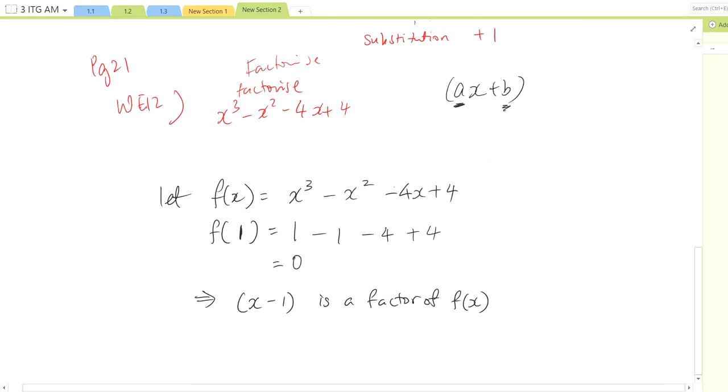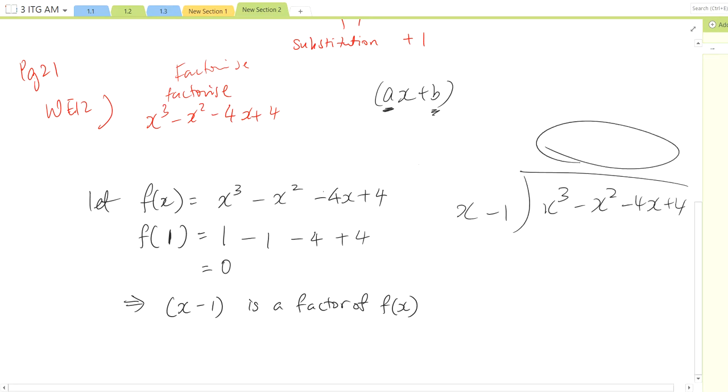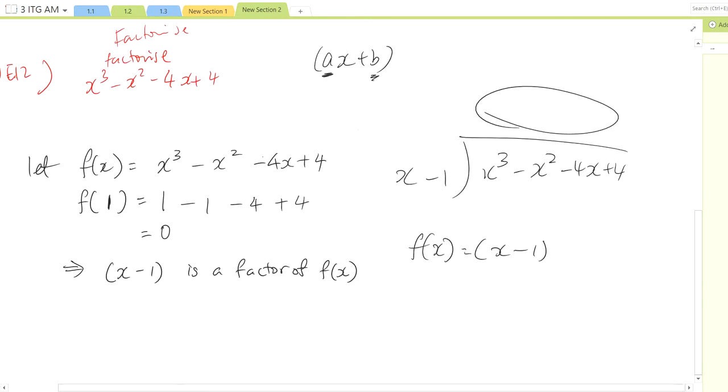Where I have x cubed minus x squared minus 4x plus 4, long division by x minus 1, I get a quotient. Therefore, f(x) equals x minus 1 times the quotient over here. Then you factorize again if you can. Alternatively, we already know that it's going to be quadratic, since this one is degree 1, this must be degree 2. We can call it ax squared plus bx plus c, then use observation to fill in a, b, c. Two different methods, okay? Any questions so far?